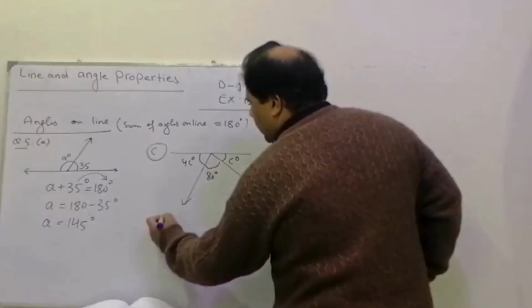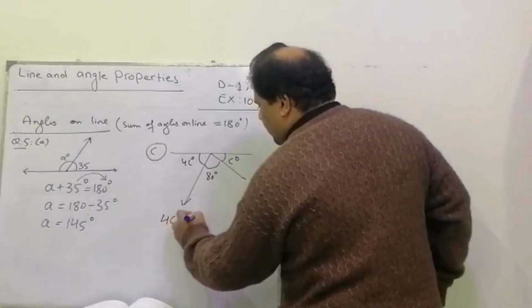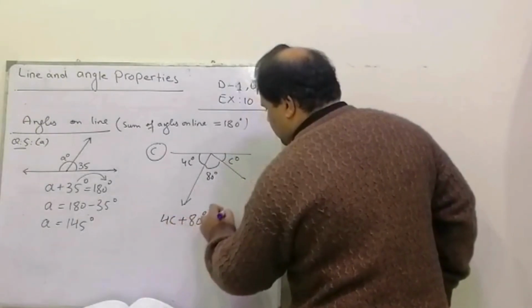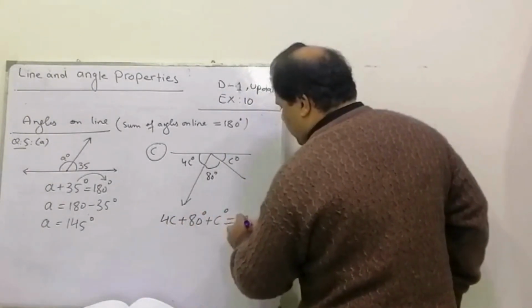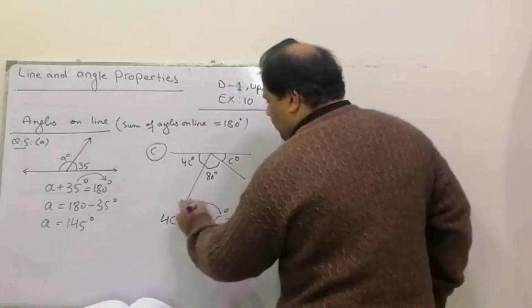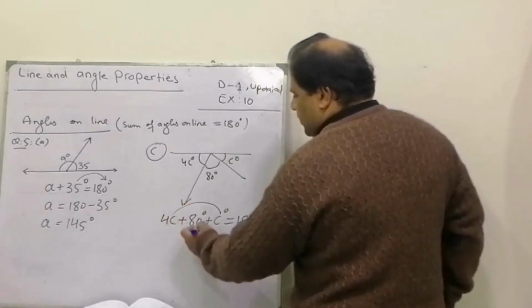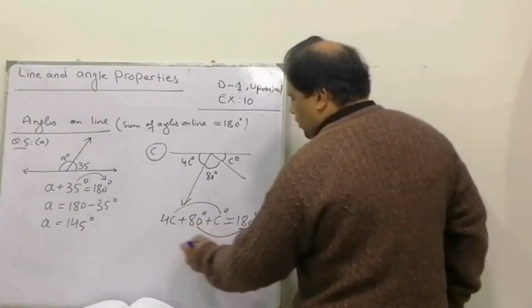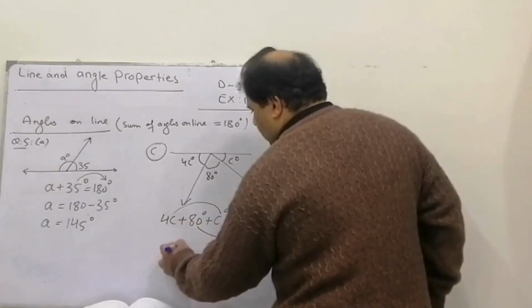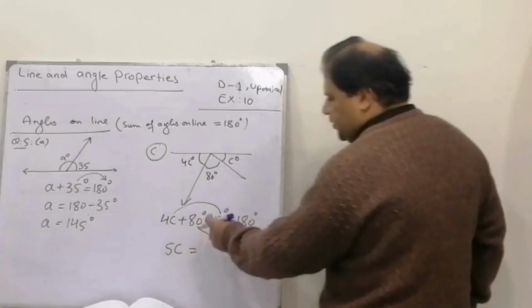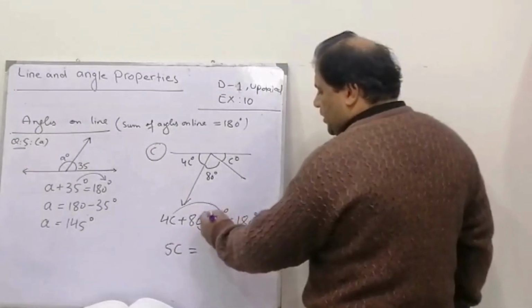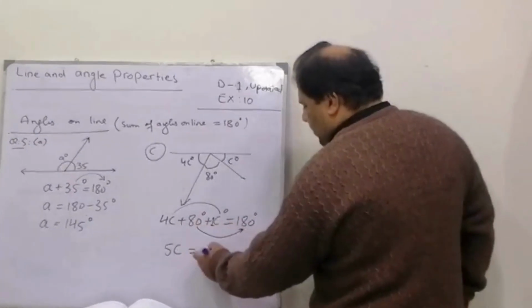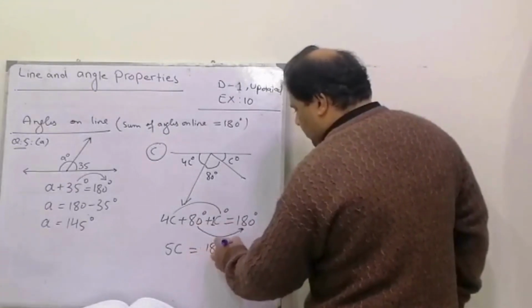Now we will apply the situation: 4c plus 80 degrees plus c is equal to 180 degrees. As we know that the angles on a line add up to 180 degrees, we will add the like terms and move this 80 to the other side. This is basically 5c, 4 plus 1. When there is nothing written with the c, it means 1 is written there. And this is 180 minus 80 degrees.